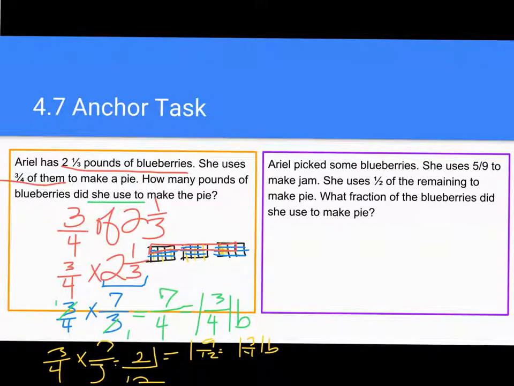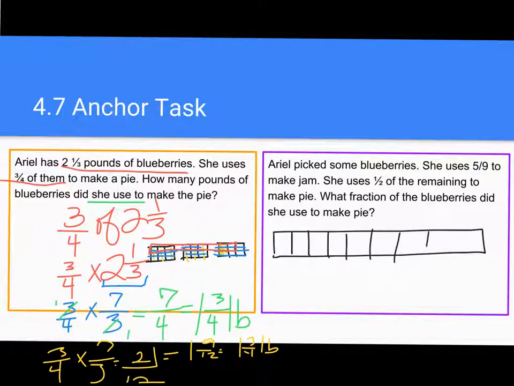Great. Well, let's see how this other problem compares. Ariel picks some blueberries, so we still have some blueberries. She uses 5/9 to make jam. Well, let's start showing this right off the bat. I'm going to divide my bar into ninths. 1, 2, 3, 4, 5, 6, 7, 8, 9, more or less equal. And she uses 5/9 to make jam. So here we have 1, 2, 3, 4, 5.